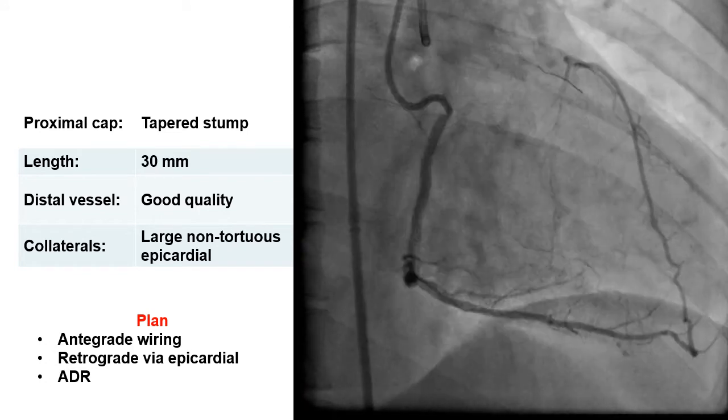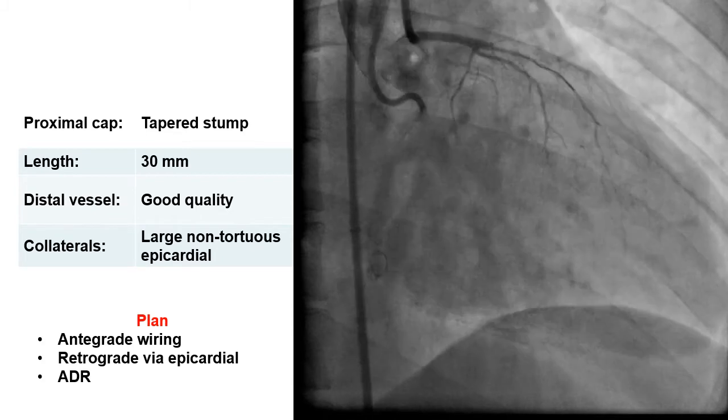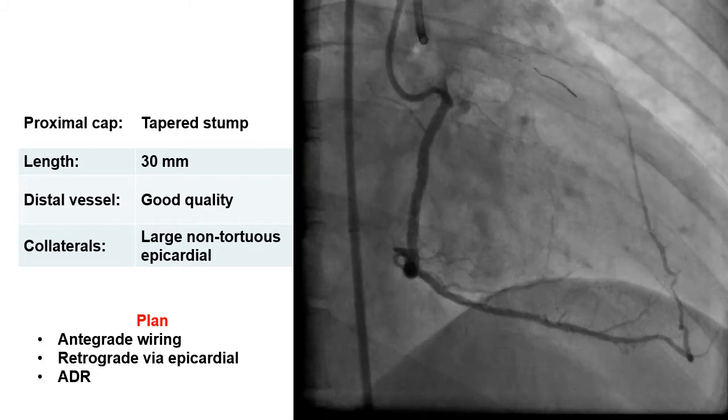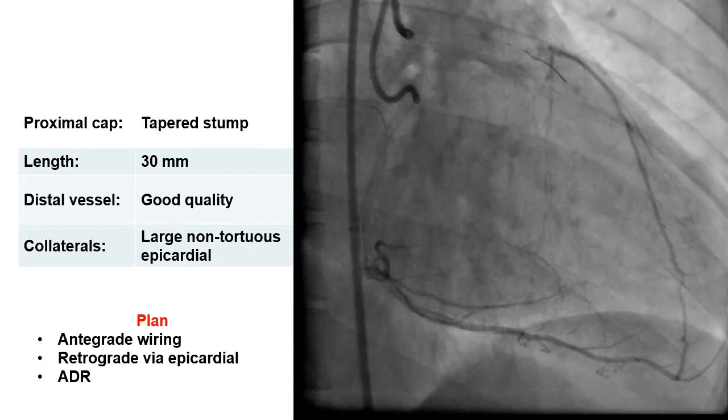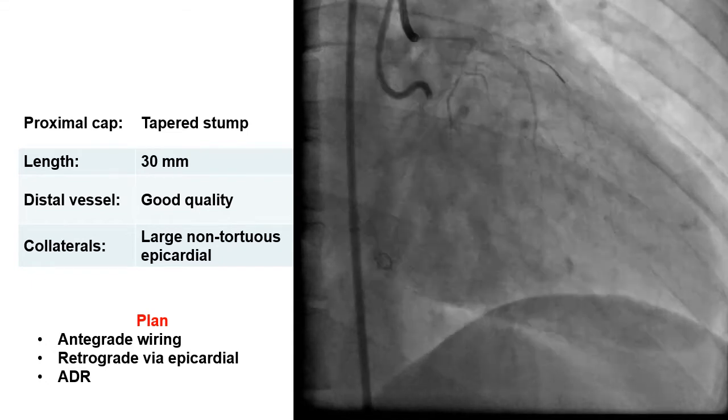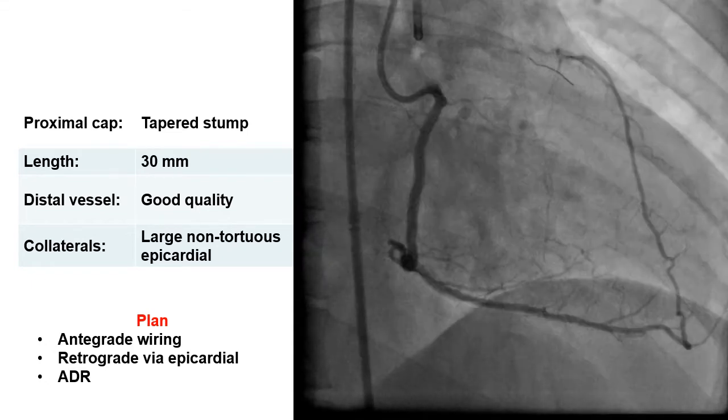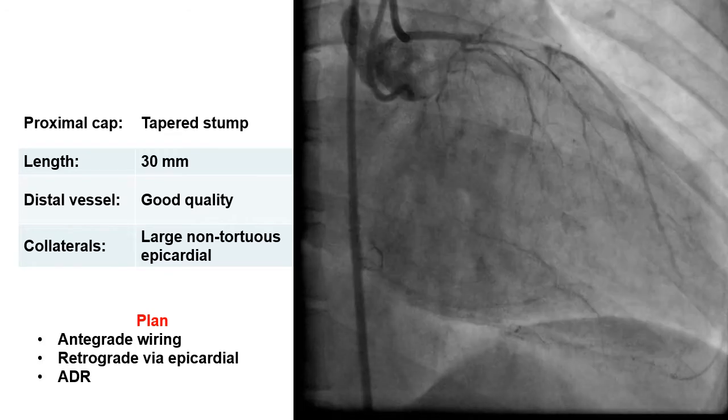So with this short occlusion, we decided to start with antegrade wiring, and in case of failure, we decided to go with the retrograde approach. ADR was the last option, given the large diagonal at the bifurcation of the distal cap.